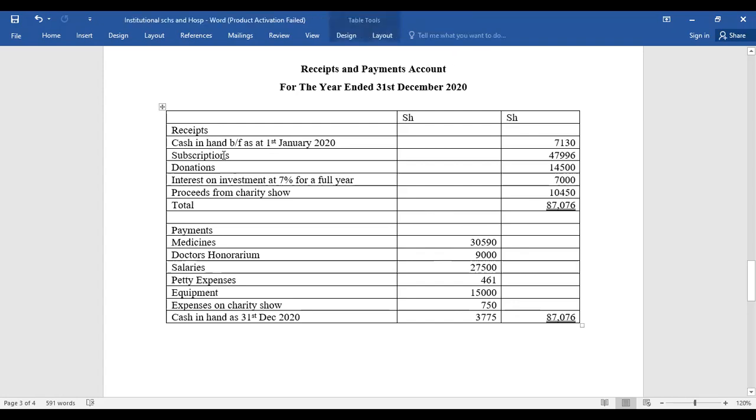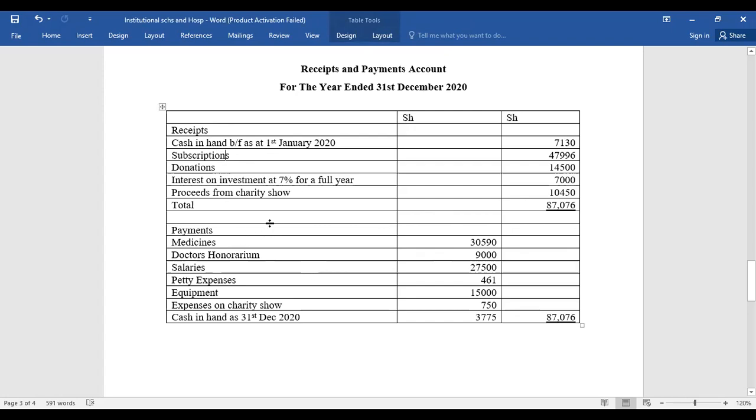Then we have subscriptions. Subscriptions is what, for a charitable organization, maybe the donor will be giving some amount of money every, let's say, every quarter of the year. So when you are talking of subscriptions, some are run by membership organizations. When the members subscribe, these receipts will be recorded. Donations, any interest on investment, name it.